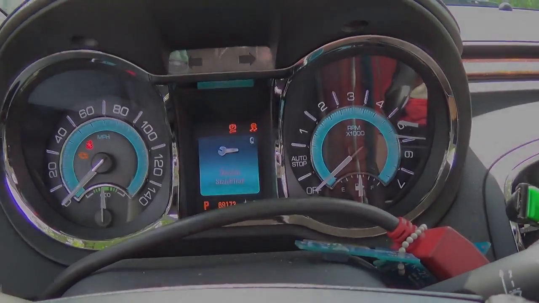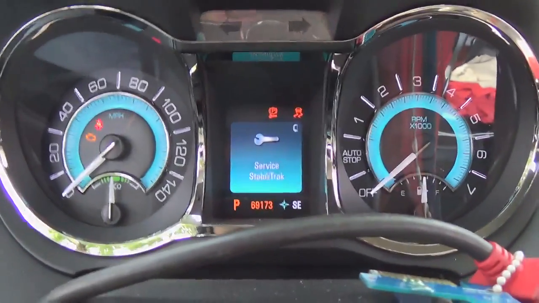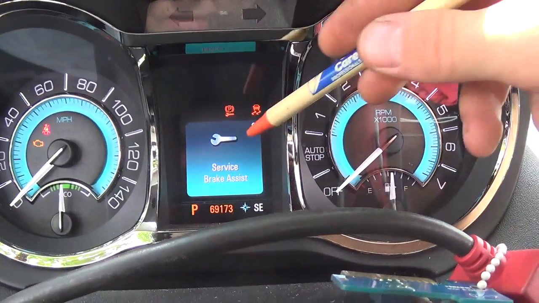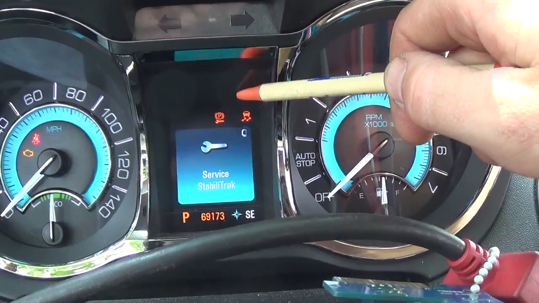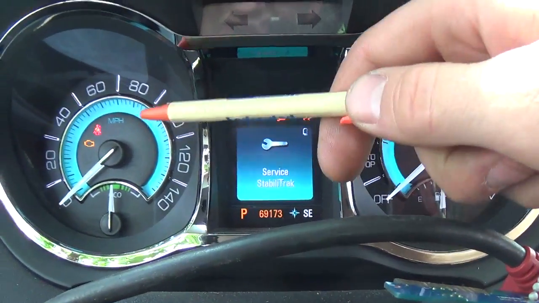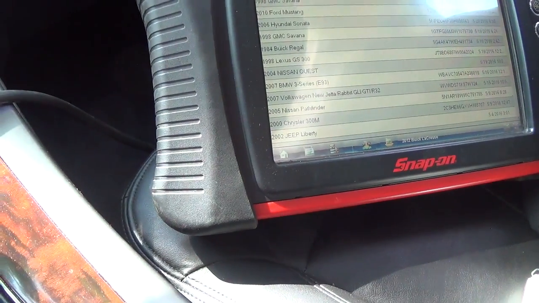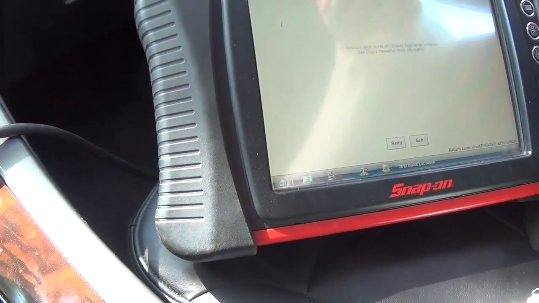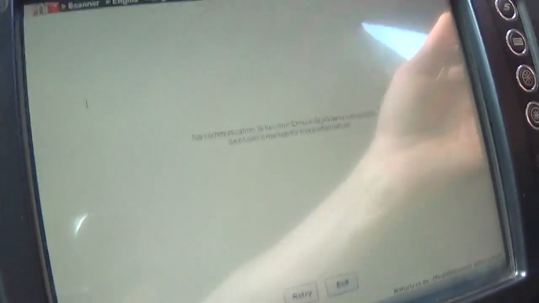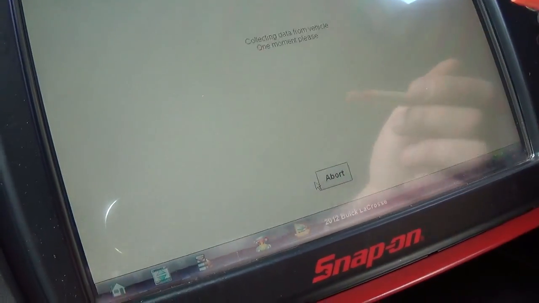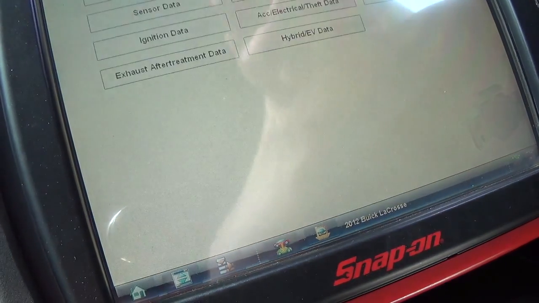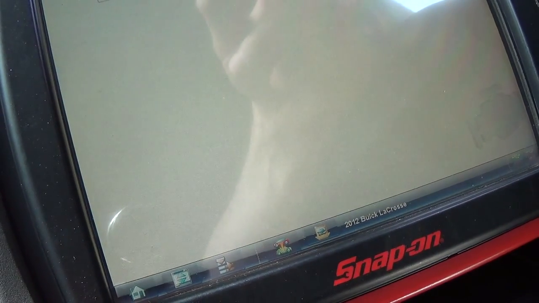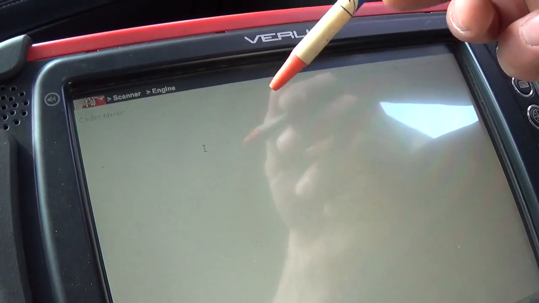Alright, finally we have recreated the problem. Service StabiliTrak, service brake assist. We have those two little icons on there, check engine light. So let us see what codes we set. No communication. Yeah, retry. Let's see, exit. Codes menu, display codes.